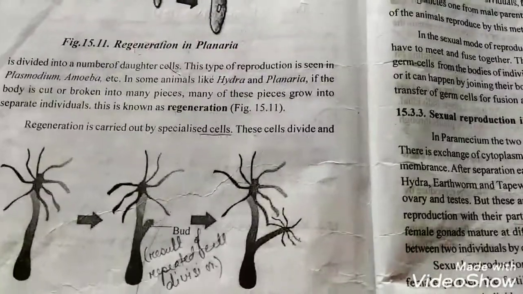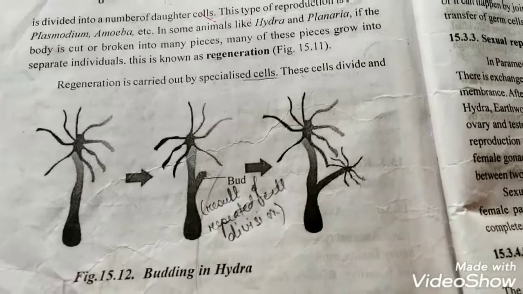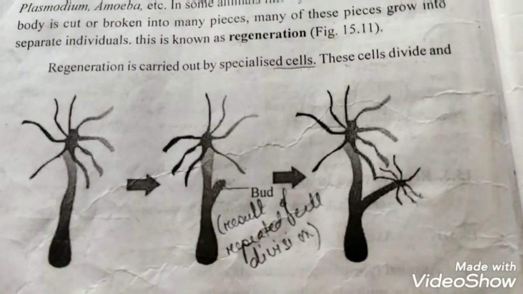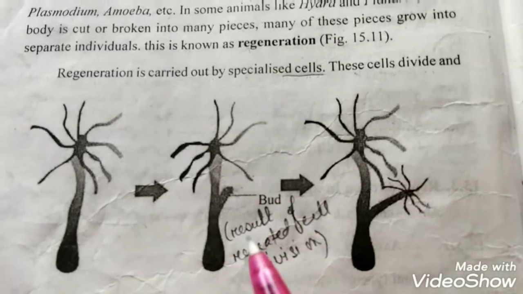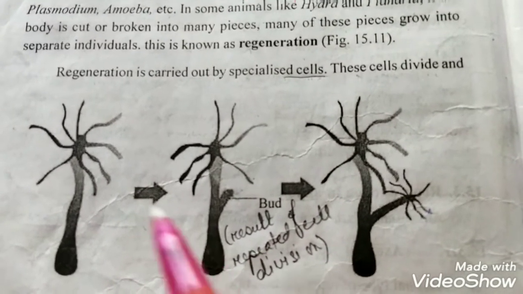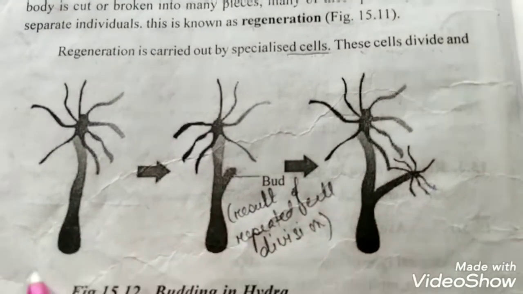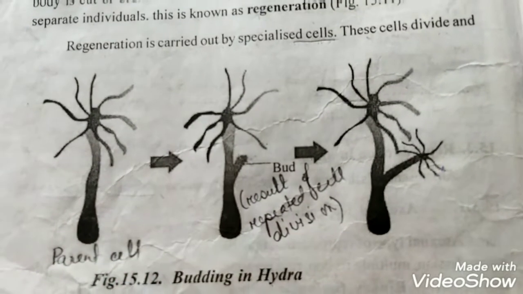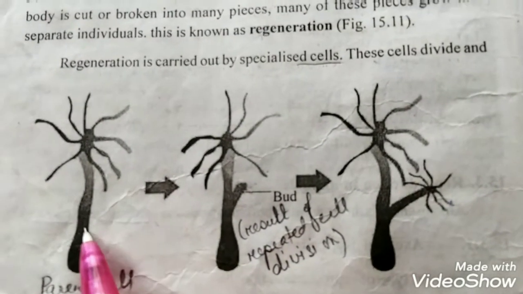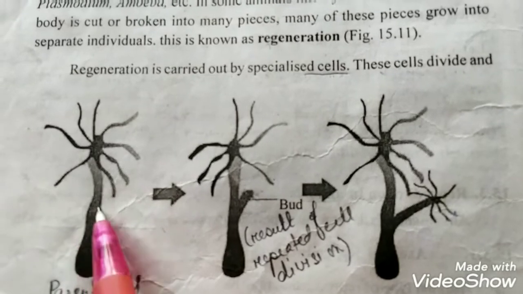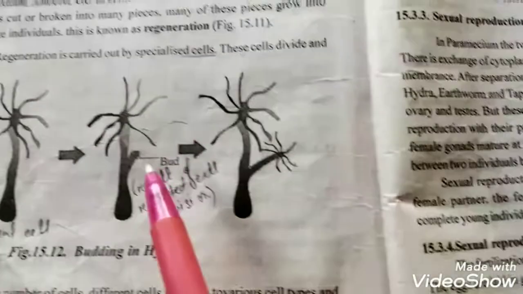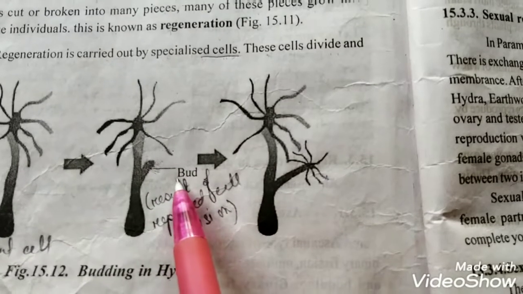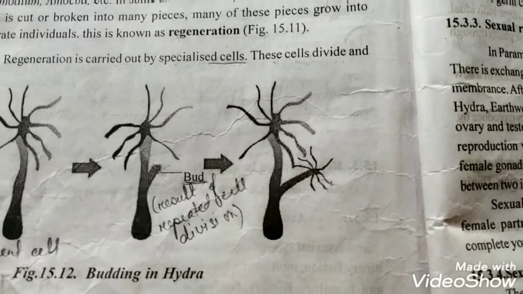So, the last type of asexual reproduction in animals is budding. It is mostly seen in hydra. In hydra, what happens? Due to repeated cell divisions that occur in the parent cell, this is the parent cell, at a specific site, any site of it, it results in the formation of a small outgrowth, and that new outgrowth is called the bud.